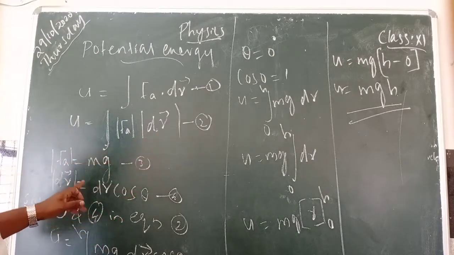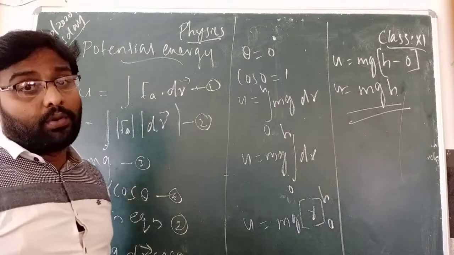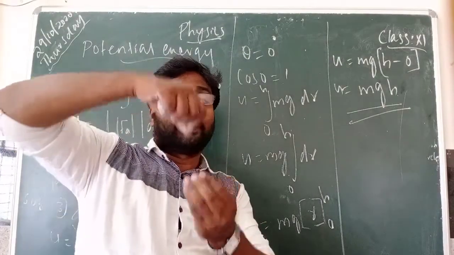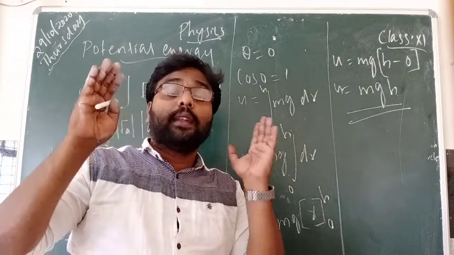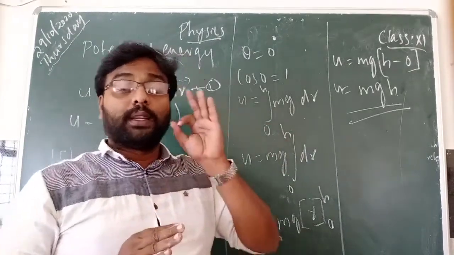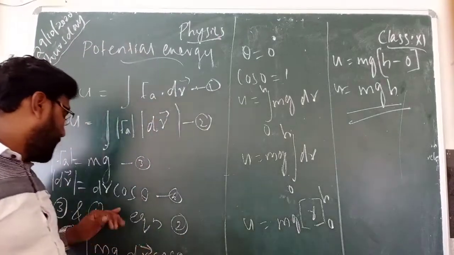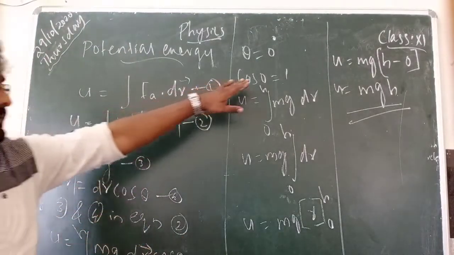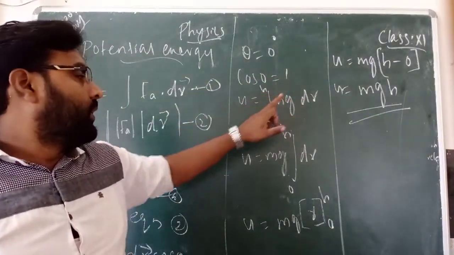Now this cos theta we have to find. How will we find theta? The external force which is applied and the displacement are in the same direction. So what is the theta value? It is 0. So what is cos 0? Cos 0 value is 1.